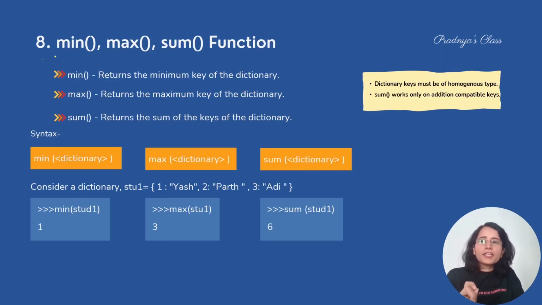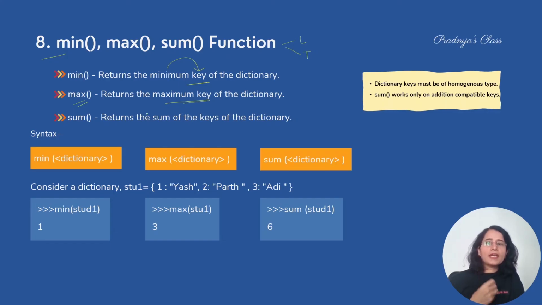The next category of functions is min, max and sum. We have applied these functions on lists and tuples also. So these functions will work in a similar manner, but now we have to consider the keys here. The min function will return the minimum key, the max function will return the maximum key of the dictionary, and the sum will calculate the sum of the keys of the dictionary.